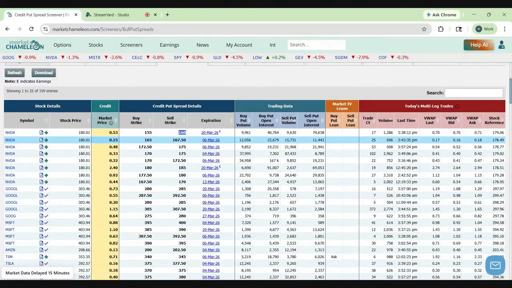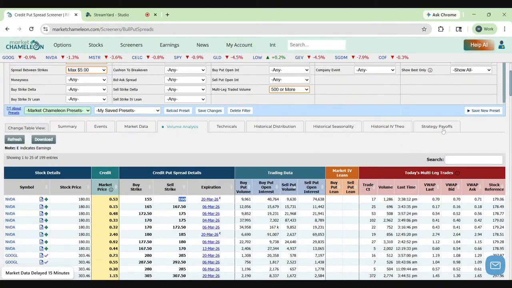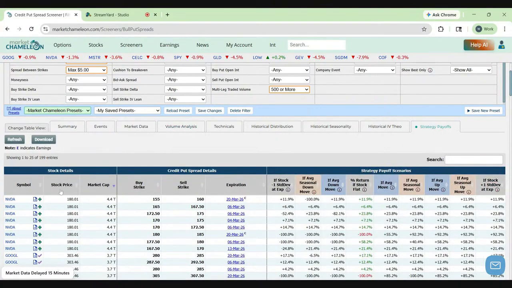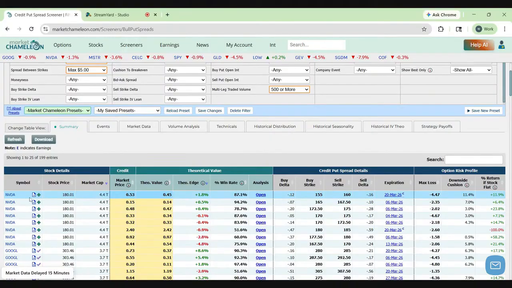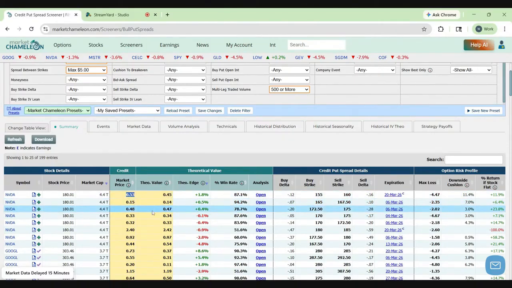We could then jump to our strategy payoffs tab. I'm going to come over here, and we're looking at the same spreads, but now from a different perspective. Before I go to the strategy payoff, let me just show you the summary. Over here, for example, in NVIDIA, the March 20th 155, 160 put spread. Right now, the market price is 53 cents. So there's a bid and an offer on this put spread.